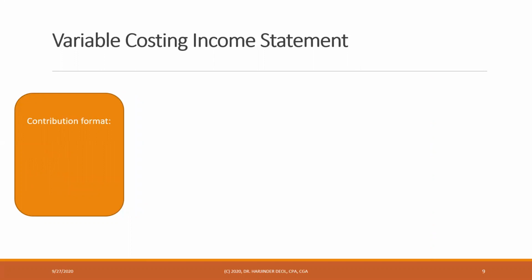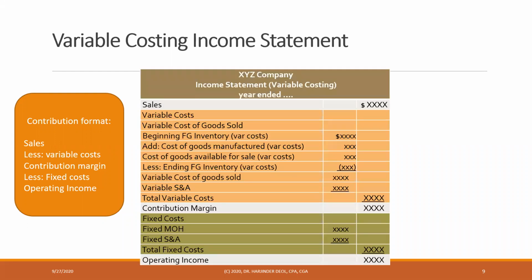Looking at our income statement under variable costing, the contribution format is your sales minus your variable cost, which gives you your contribution margin. Then we deduct our fixed expenses, which gives you your operating income. We have seen this format in our contribution format income statement in the earlier chapter as well. So this is what our variable costing income statement will look like.